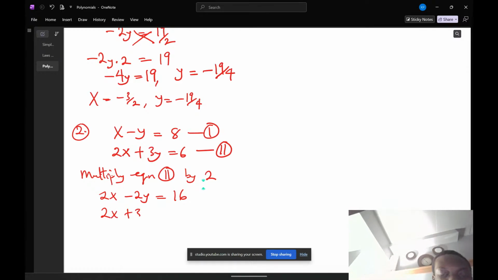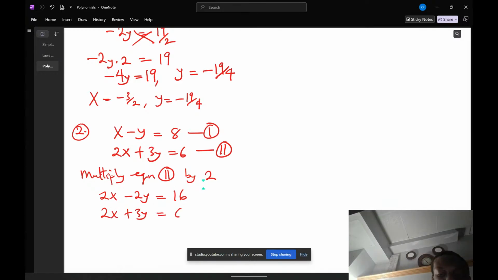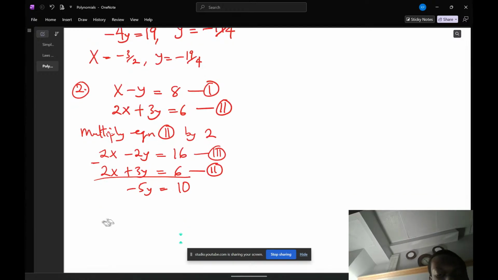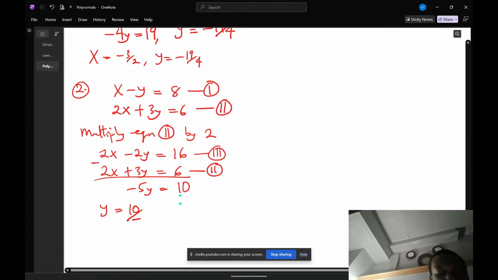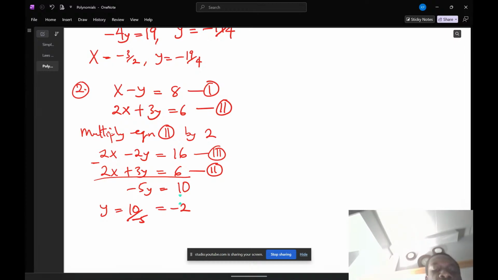And now we have 2x plus 3y is equal to 6. Let's say this is equation 3, this is still equation 2. So now that we have one of the terms, either x or y, that has the same coefficient, we can now subtract from each other. So 2x minus 2x is 0, minus 2y minus 3y is minus 5y, and we have 16 minus 6, which will give us 10. So y is equal to 10 divided by minus 5. So y is equal to minus 2.